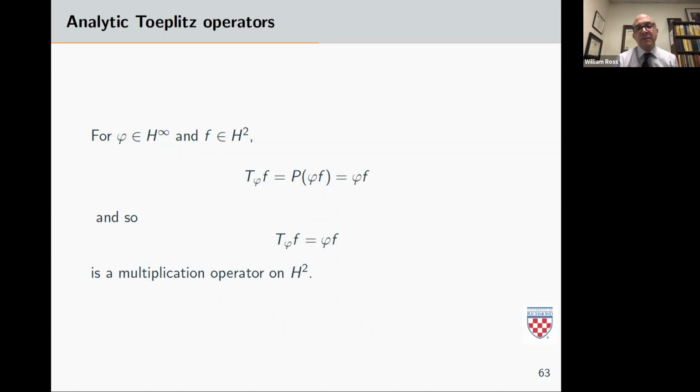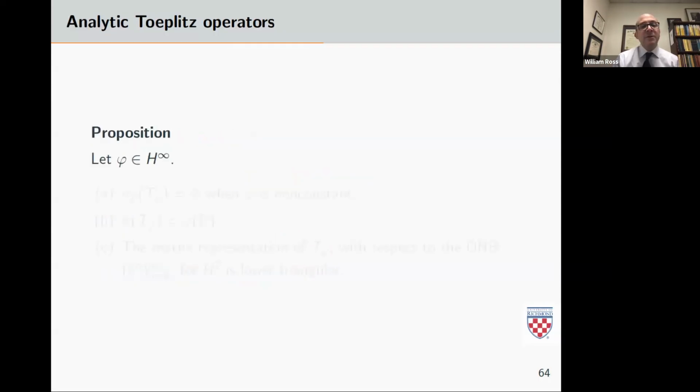And if you want, you can think of this now in the setting of analytic functions. So it's going to take an analytic function in H2, right? And it's going to multiply it by phi. All right, here are some simple facts about the analytic Toeplitz operators. The point spectrum is the empty set. The spectrum is actually equal to the closure of the range.